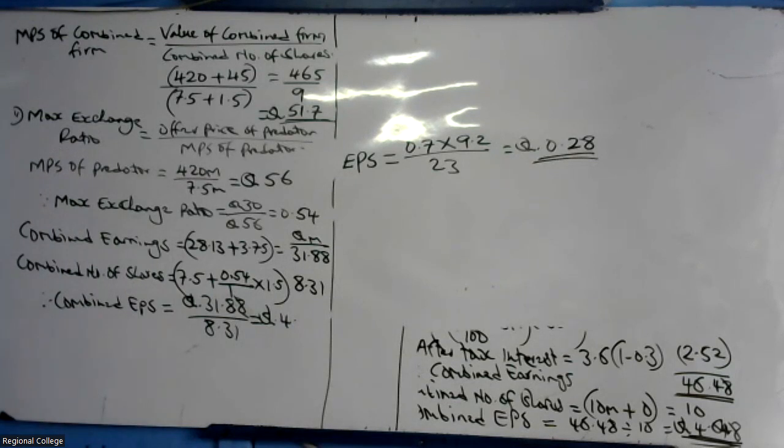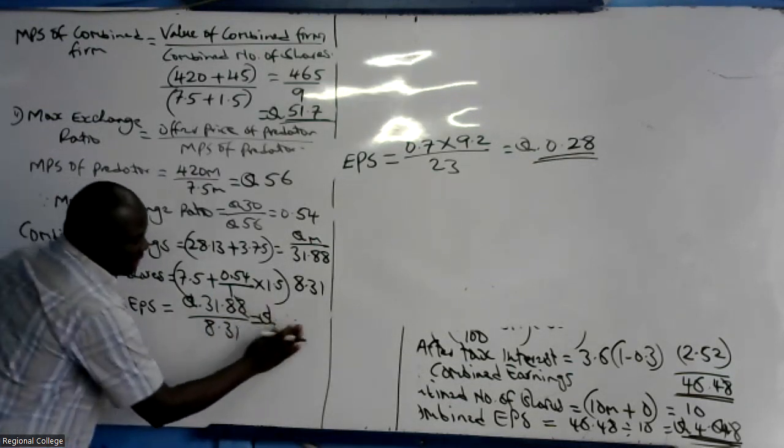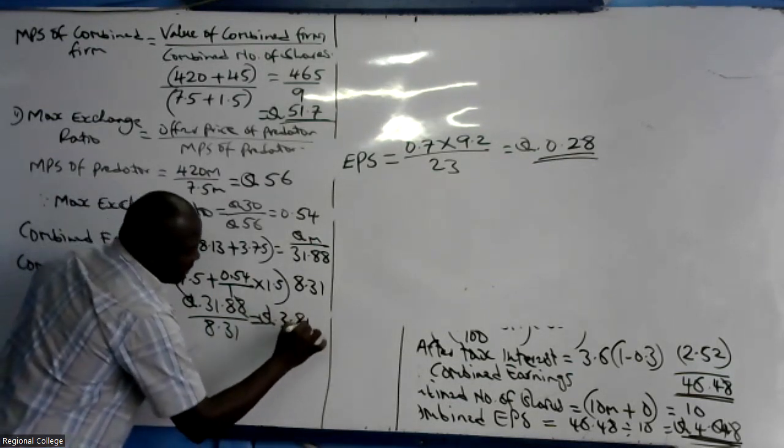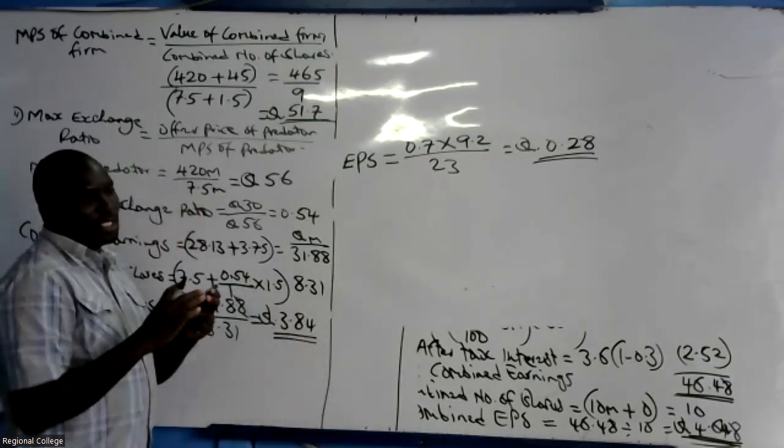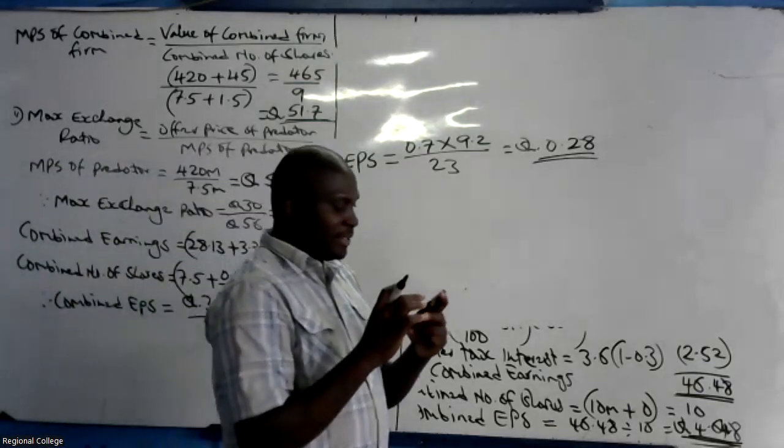Value 3.84. So 3.84. That gives us the 4 marks.